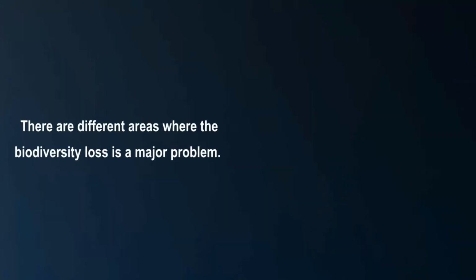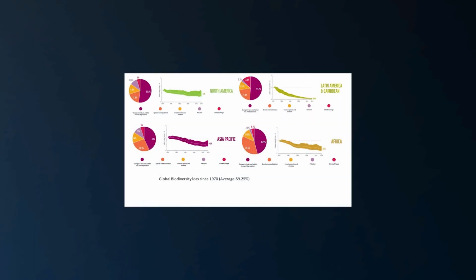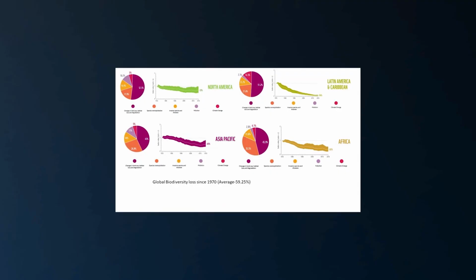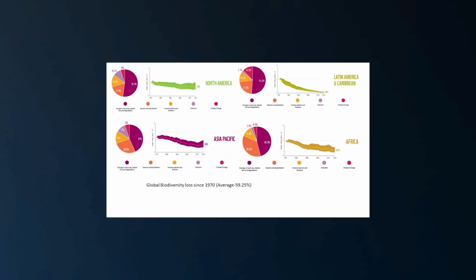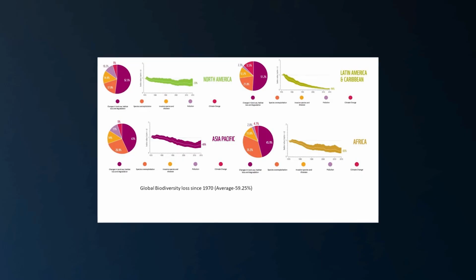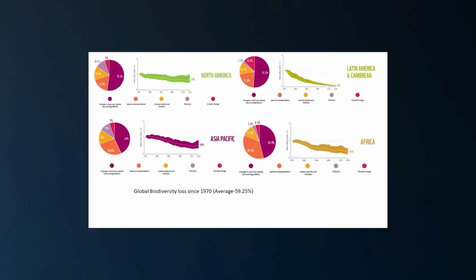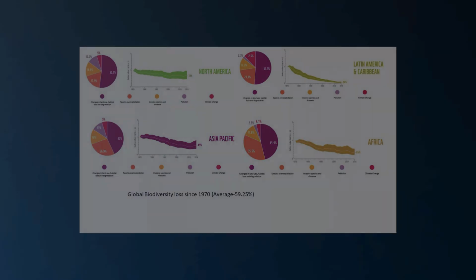We consider there are different areas where biodiversity loss is a major problem. As you can see here, we have considered North America, South America, the Asia Pacific, and Africa. Individually, we have considered what is the level of biodiversity loss. We can see here that on average, the biodiversity loss in the global context is around 59%. But different continents will have different values. For example, it is maximum in Africa, in Asia and also in Latin America, but relatively better in North America. And in every way we can see that there is change in land use pattern.